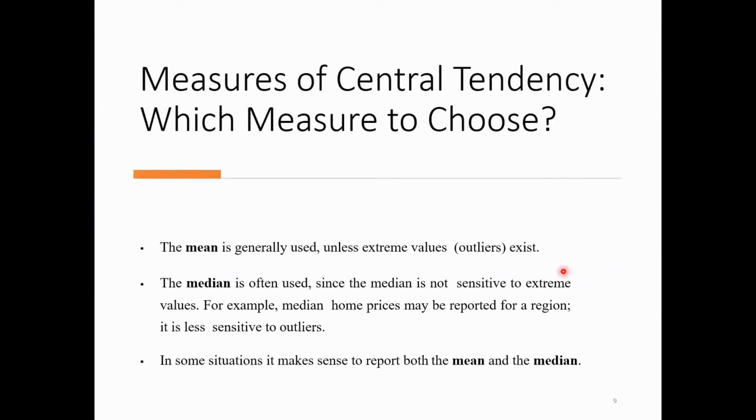Now we talked about the mean, the median, and the mode. What do we use? Well, it all comes down to the answer, it depends. Because the mean is generally used, but if you have extreme values, or in other words, outliers, then if you actually use the mean, and I'm talking about the arithmetic mean, because you add up all the numbers and you take the average, then there is an issue. The median, of course, is not sensitive to these extreme values, so that is also a good measure. That is why, as the last bullet point says, in some situations it actually makes sense to report both the mean and the median.